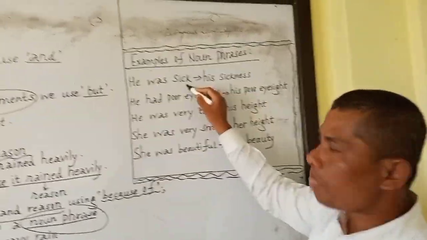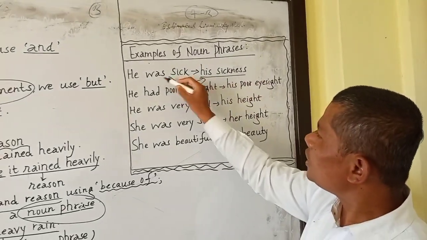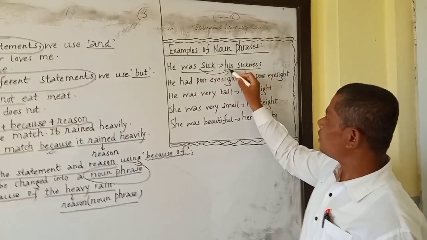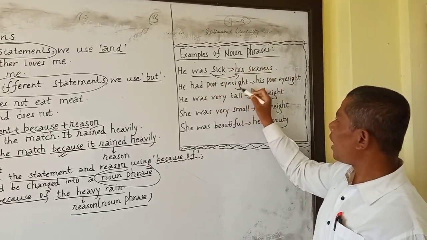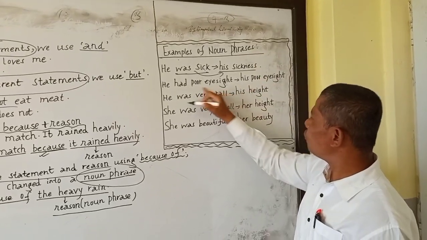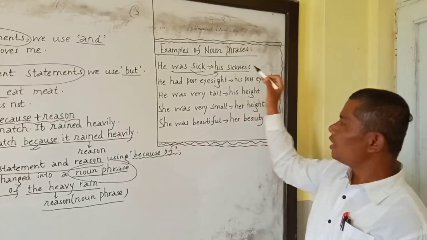He was sick. Then we can change this phrase into a noun phrase like this: his sickness. He had poor eyesight. And the noun phrase of this phrase will be his poor eyesight.